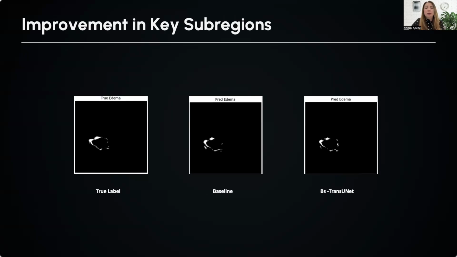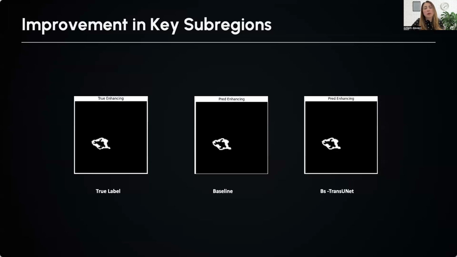In the second example, as we can see, the BS TransUNet model produces sharper boundaries and significantly fewer false segmentations compared to the baseline model. In this example, most predictions from the baseline model appear similar, but with BS TransUNet, we can clearly see sharper edges and more refined boundaries in the region.